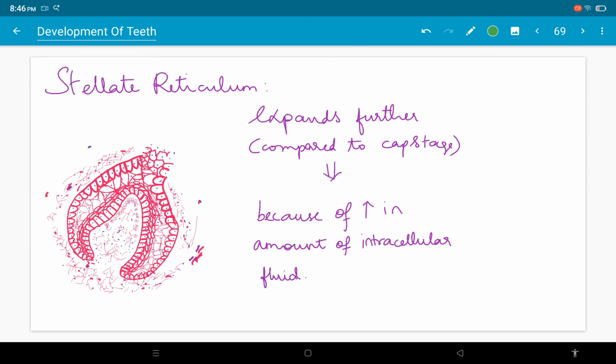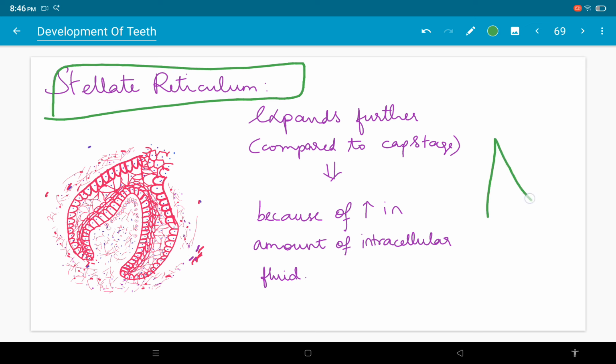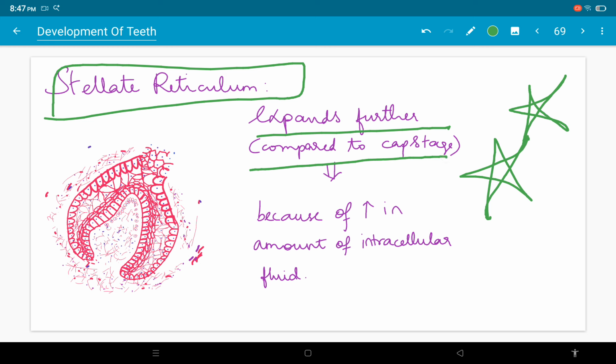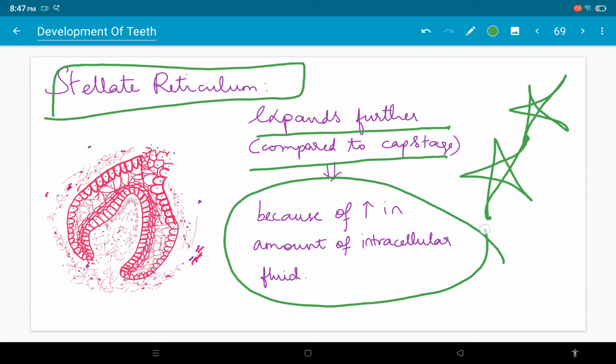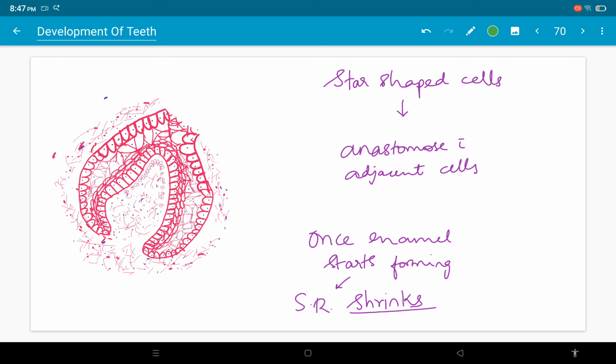Now the stellate reticulum, the next layer after the stratum intermedium. It lies between the stellate reticulum and the inner enamel epithelium. Stellate means star-shaped cells, and reticulum means linked to each other. It is what we saw in the cap stage: star-shaped interlinked cells. It expands further compared to the cap stage because of the increase in the amount of intracellular fluid. As we saw in the previous video, they are star-shaped cells and anastomose with the adjacent cells, forming a network.